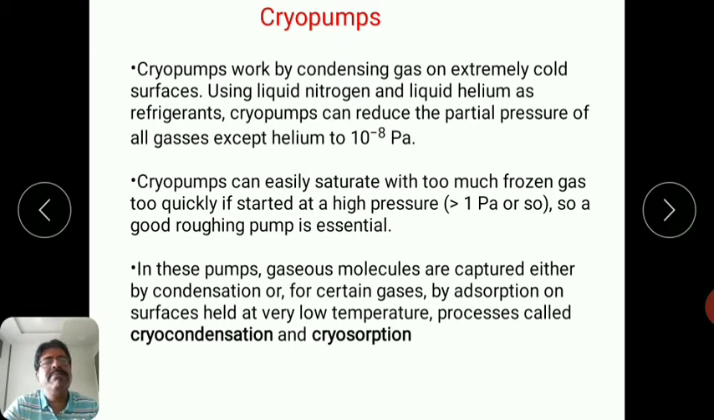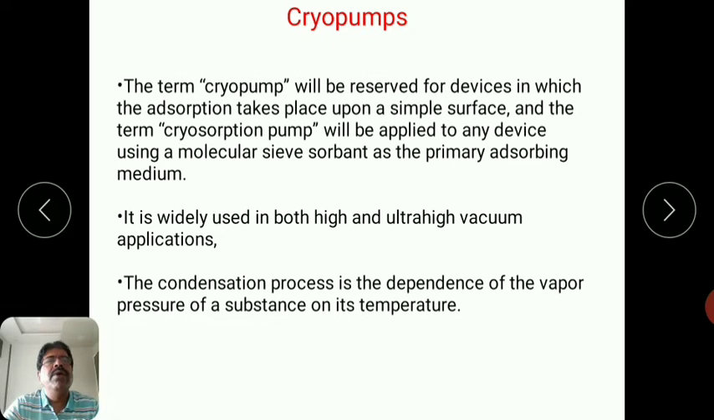So you can say that cryopumps work either on the principle of cryocondensation or cryosorption, or there are some cryopumps where both of these principles are utilized in order to pump all the different types of gas species. So that is what is mentioned here.